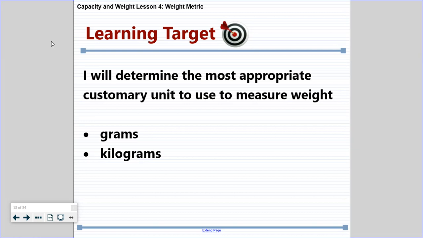So today we're going to learn how to choose the most appropriate unit to measure weight, but we're not going to be using customary units. This is actually a typo here. We're going to be using metric units. So remember with capacity, we had two systems. We had the customary system and the metric system. It's the same with weight. Yesterday we learned about the customary units. Today we're going to learn about the metric units. And those units are grams and kilograms.